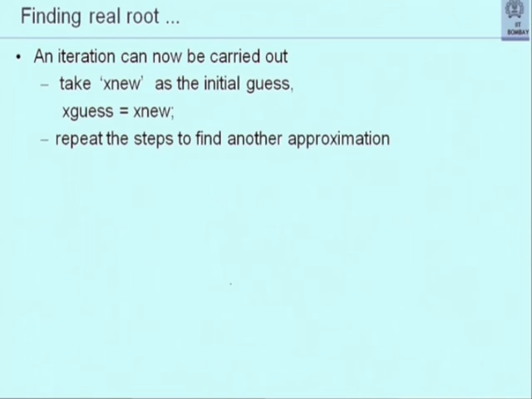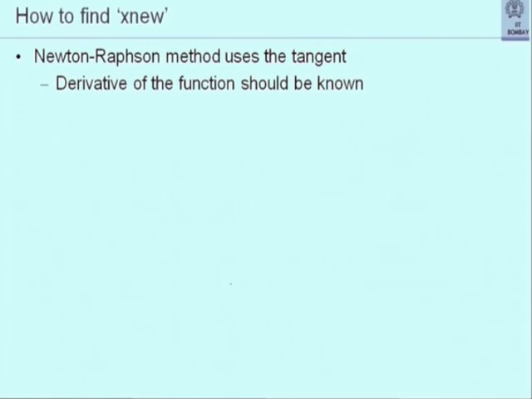So this is what I said, an iteration can now be carried out. Take x nu as the initial guess. How do you do that? Simply set x guess equal to x nu, and repeat the steps to find the next iteration. How to find x nu? There are many methods. One popular method is called the Newton-Raphson method.